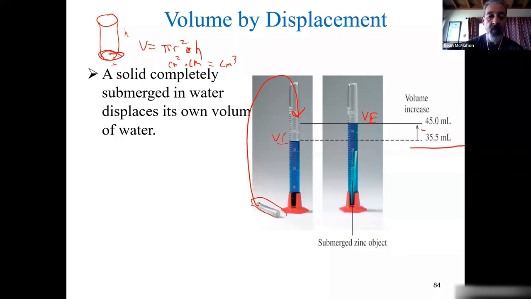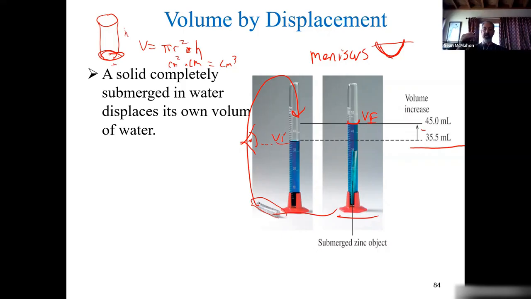You have to make sure that once you drop the object, it's completely submerged. You know what I mean? So you have to make sure of that. You also have to record your volumetric measurements at eye level, and there's a curvature here. It's called the meniscus. I'll spell that for you. And you have to read the bottom of the meniscus, the curvature. You have to read it at eye level and have it on a flat surface for it to be accurate.